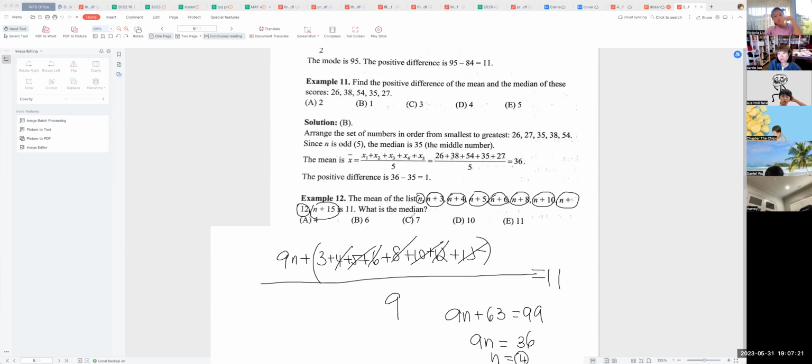So n equals 4, so what is the median? I only need to find the 1, 2, 3, 4, 5th number. Right, because this is the middle number. Before it there are 4 numbers, after it there are 4 numbers as well. So 4 plus 6 equals 10. Congratulations, Victoria and Oliver, both of you got it right. Very good.